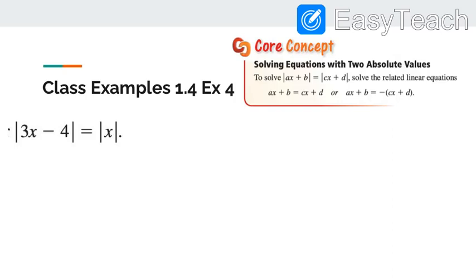Alright, we're going to continue to move forward. Again, up to this point, we've only looked at where the absolute value is only on the left side. Now we're going to be looking at where there are two absolute values, one on the left and one on the right. This rule here sums it up pretty well.